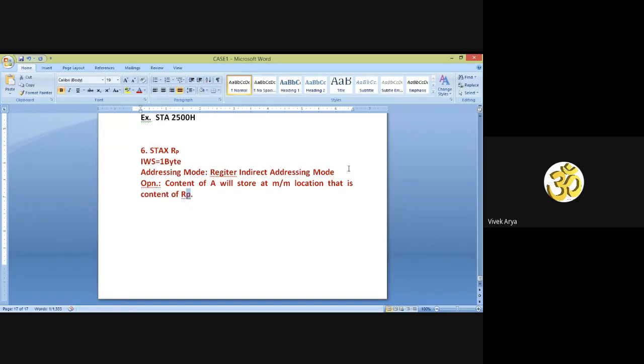Okay, this RP is in the suffix. Here RP represents register pair. Basically in RP we have some memory location, and after execution of this instruction the content of accumulator will be transferred to some particular location, and that memory address is available in the register pair.